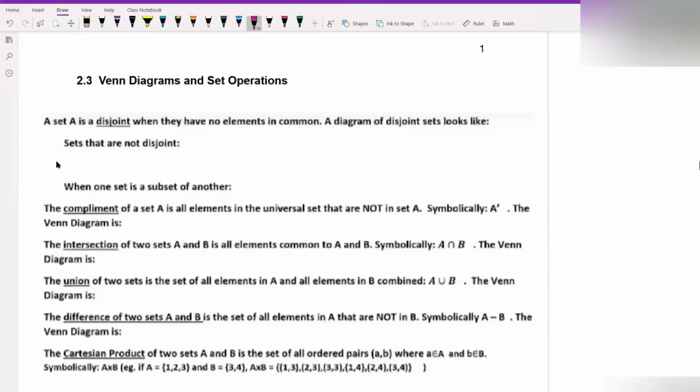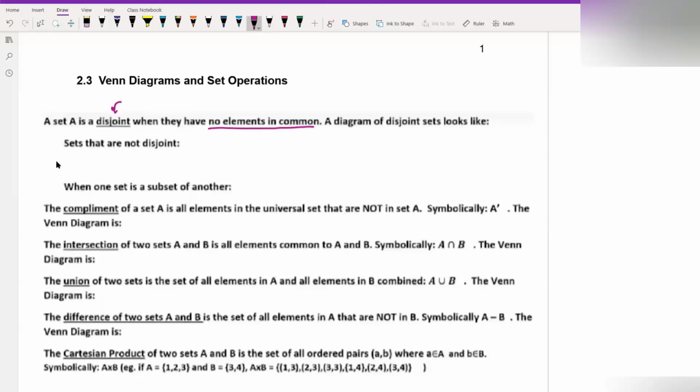Now 2.3, we have Venn diagrams and set operations. Here we have definitions. Sets are disjoint when they have no elements in common. So we have disjoint. That means there's no intersection between two sets, or we can say there are no members, no elements in common.